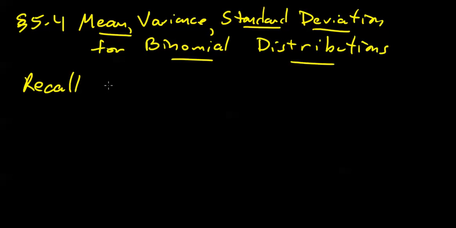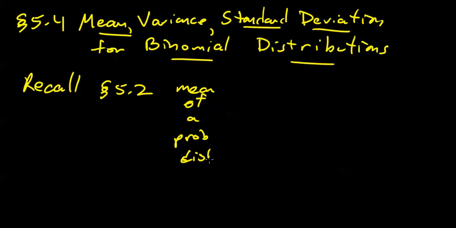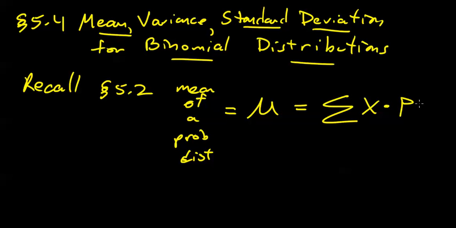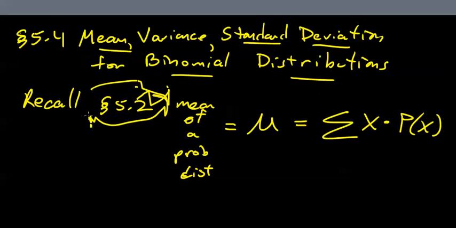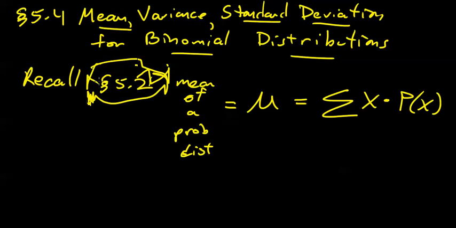Let's recall those formulas from section 5.2. 5.2 was entitled Random Variables, and we ground out these formulas for the mean of a probability distribution. You recall this is equivalent to the expectation of a probability distribution, and this formula wasn't too bad. It was basically the summation of each possible x value times its associated probability, right? That wasn't such a big deal. Again, these are reviewing the formulas we saw in section 5.2.